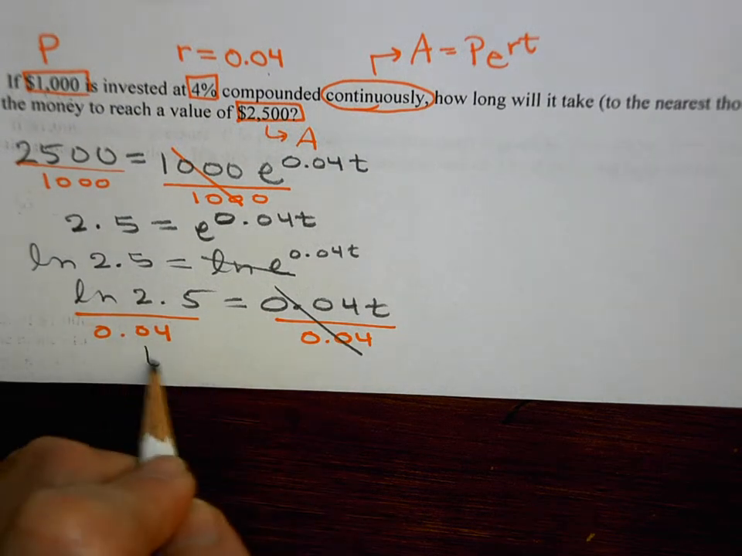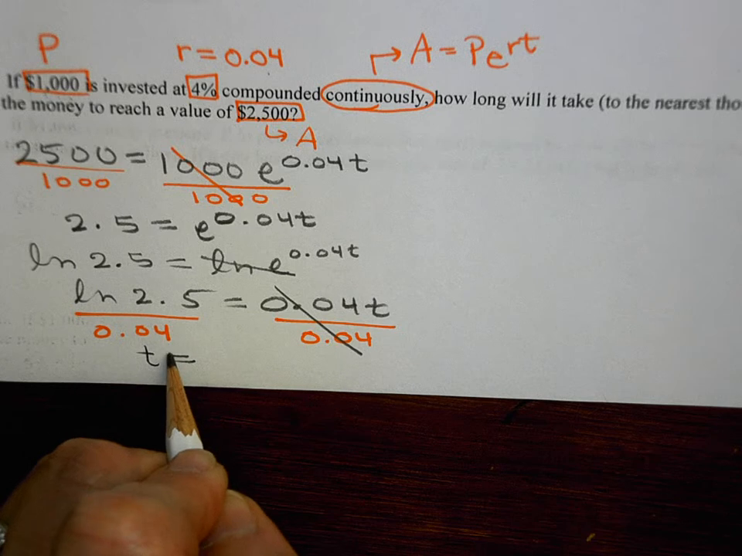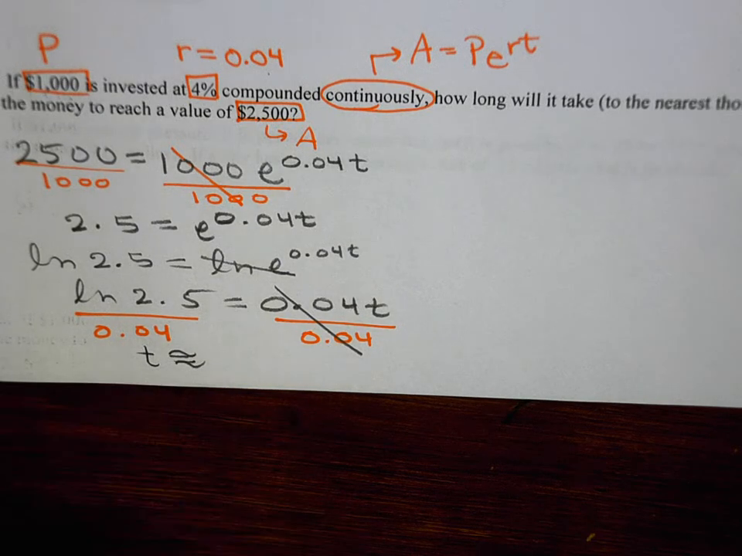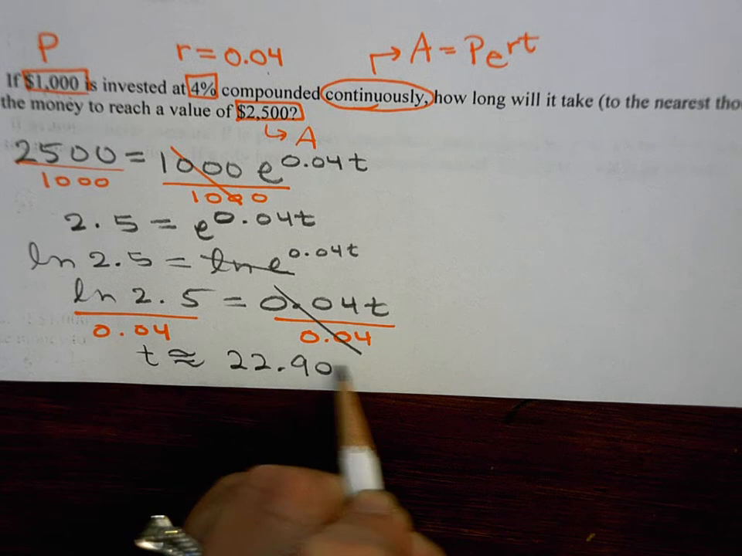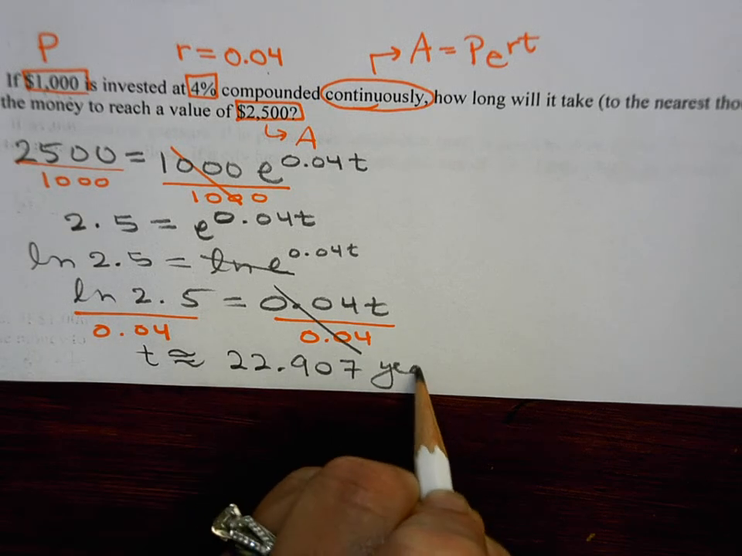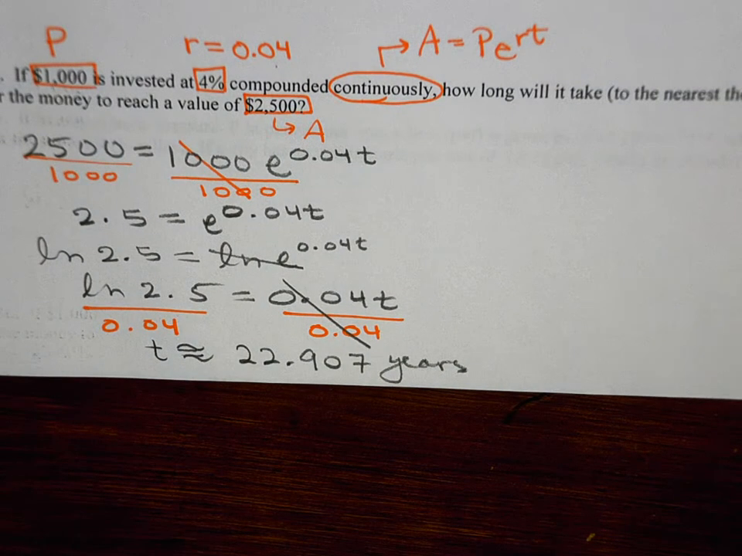And so then t, when I do that in my calculator, so I would just type that into my calculator, so then I would get 22.907, and then that would be in years. Okay, and that's it for this video.